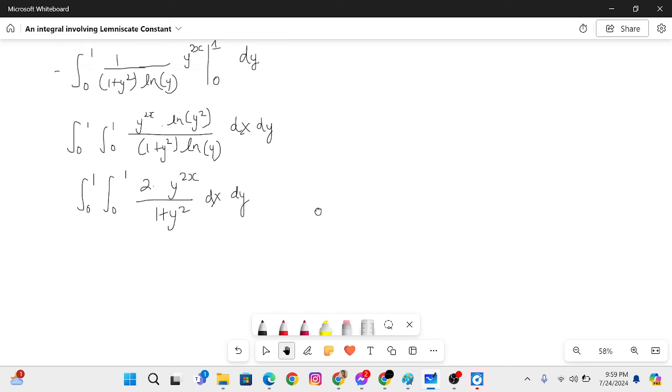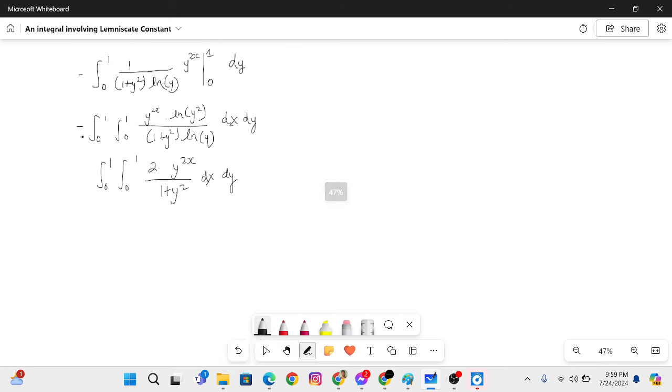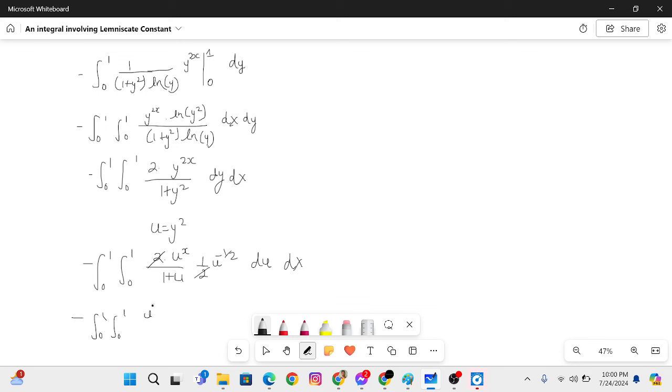Now, what we can do next is make a new substitution again. We have a negative sign, please note that. Let's say u is equal to y square. Also, let's change the order of the integrals: let's make it dy and then dx. We can change the order because the limits are basically the same. Now with the substitution, we have a minus integral from 0 to 1, and again the integral from 0 to 1 of 2 times u to the power x by 1 plus u. Since u is y square, y is root of u, that's why 1 by 2 u to the power minus 1 by 2 du will be dy. Now 2 and 2 cancel out, so we have the negative of the integral from 0 to 1, integral from 0 to 1 of u to the power x minus 1 by 2 by 1 plus u du dx.